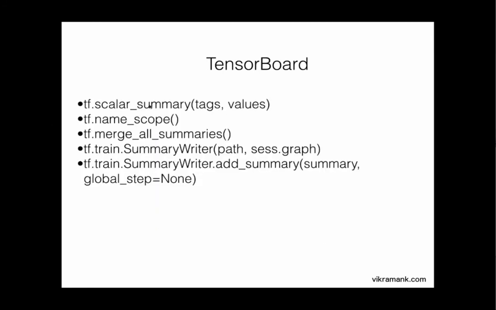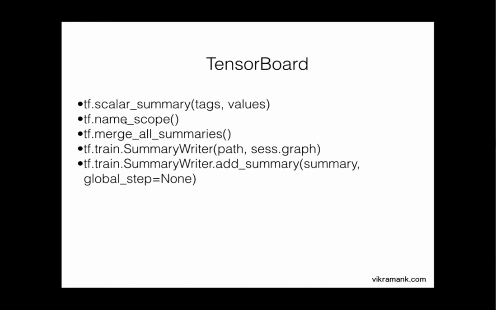tf.scalar_summary stores the values in TensorFlow. So these are the values, and we give it a tag to access them. For example, I want to store my loss. So the values would be the loss, and I give it a tag loss. So this is all about this particular function.